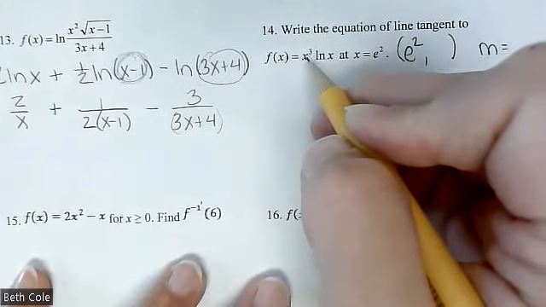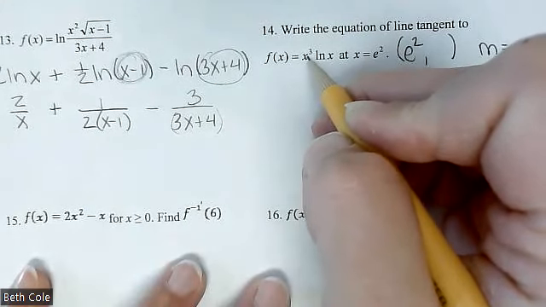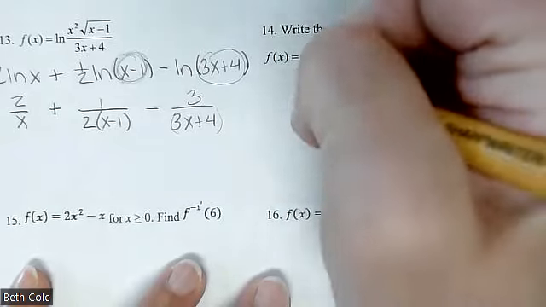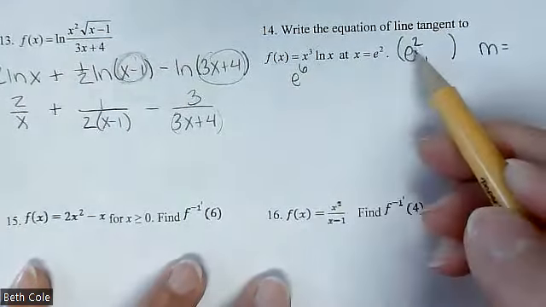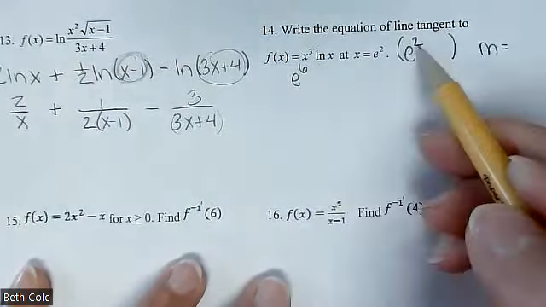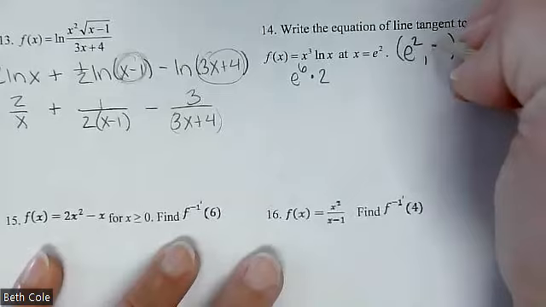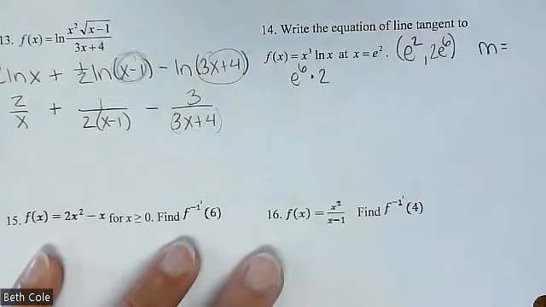If you plug in e squared to the 3rd, that'd be e to the 6th, good. And then ln of e squared. ln and e cancel, so it would just leave you with 2. When you do ln e squared, it's just 2. So you actually just end up with 2e to the 6.